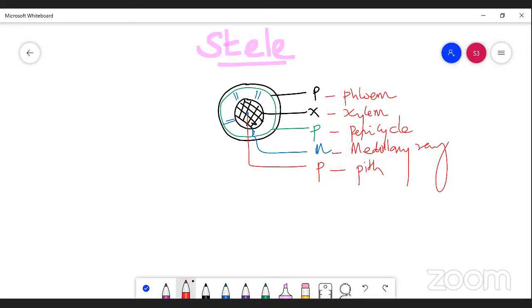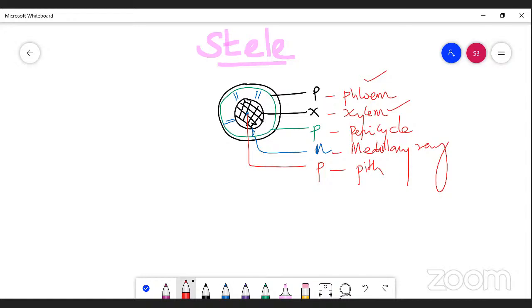Once again, the stele is a cylindrical structure that consists of phloem which surrounds the xylem at the center. In between the xylem and the phloem you can see medullary rays, and the pith region is also present at the center of the cylindrical structure. So this structure is called a stele.